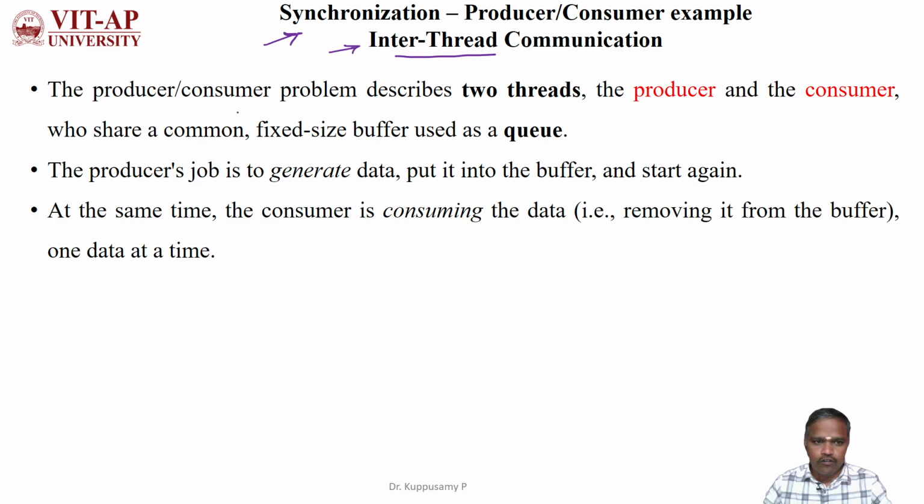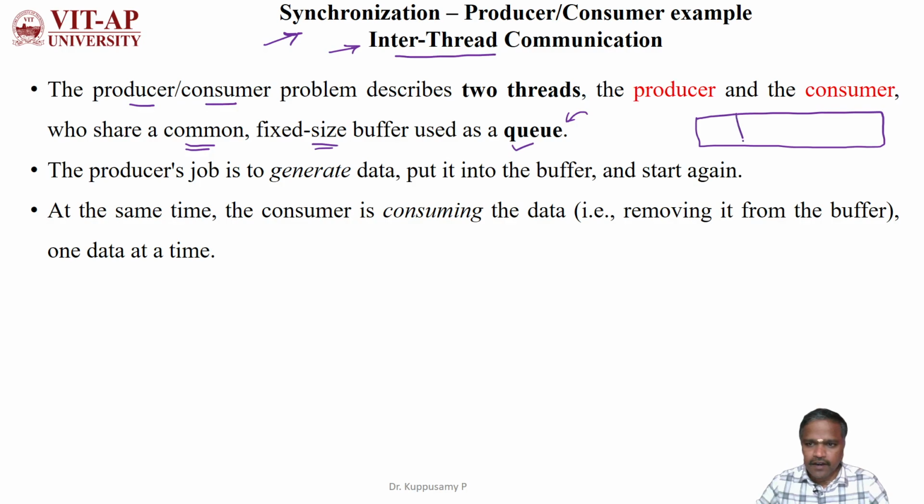In this scenario, we have two threads, a producer thread and a consumer thread. The producer thread and consumer thread are sharing a fixed size common buffer. Here we are going to use the queue, right? The name is queue, but we are going to use the Java collection Vector data structure in the example. So assume that this has four memory locations.